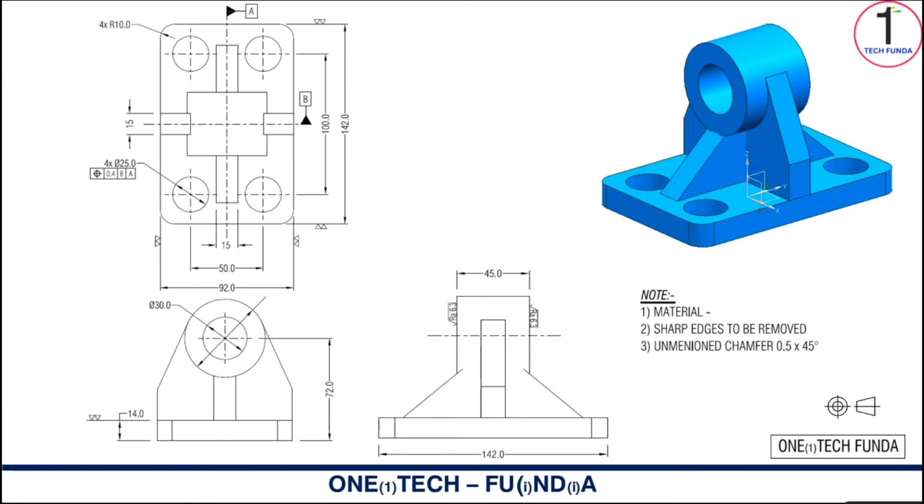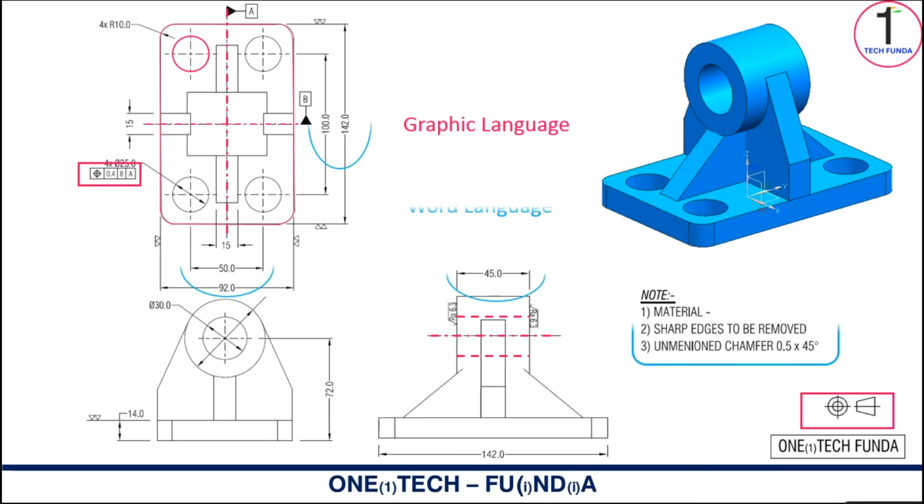In this drawing, we are going to see which are the graphic language and word language. Projection, shapes, center line, circles and GD&T, all those parameters are graphic language. Size, specification and notes, all those parameters are word language.